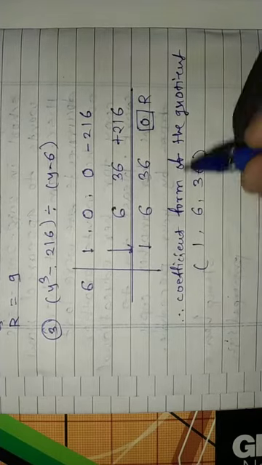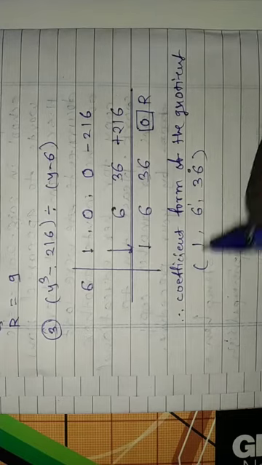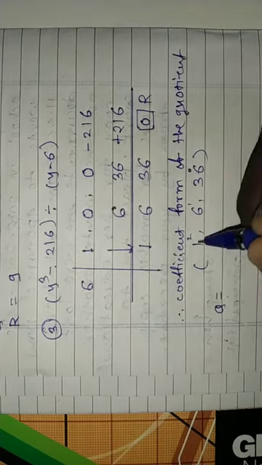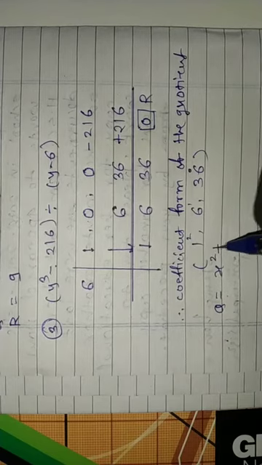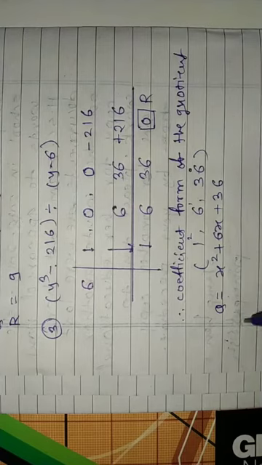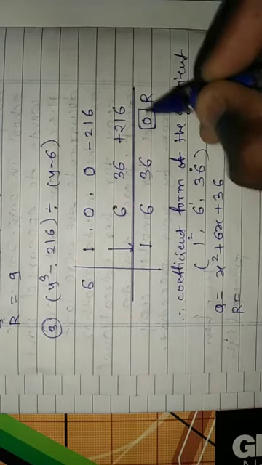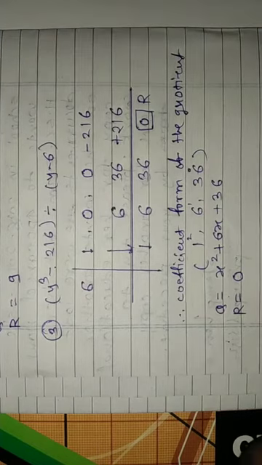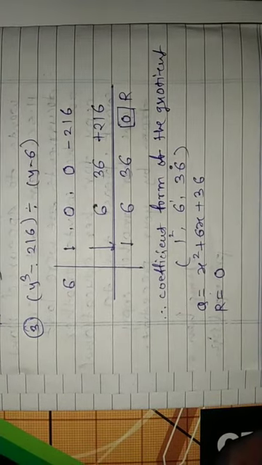From this one we are writing the index form. This is 0 index, this is first index and this is second index. Means we have to write here, student, quotient is equal to x square plus 6x plus 36. This is our quotient. Then write down the remainder: r equals 0. Okay student, this is the answer of the third question.